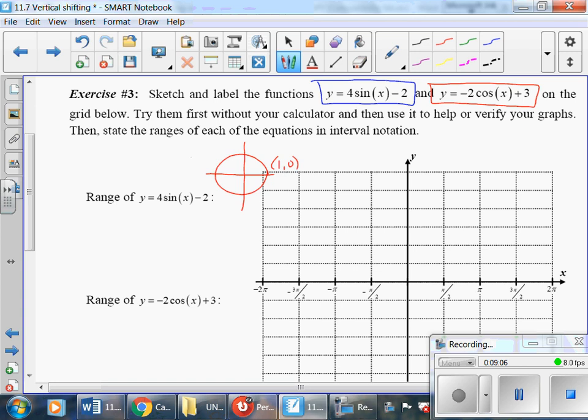1, 0, -1, 0, 0, 1, -1, oh, see, 0, -1. There we go. So I know here that the sine of x is going to be the sine of x. Which one are we doing in blue? The sine of x sits right here. It's the y value of 0. So I know this is 0. So 4 times 0 is 0. And 0 minus 2 is -2.